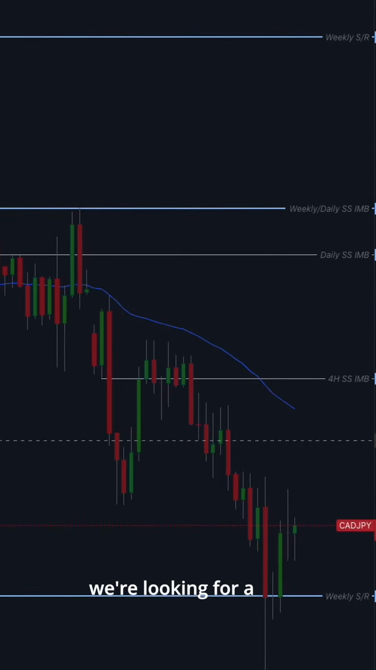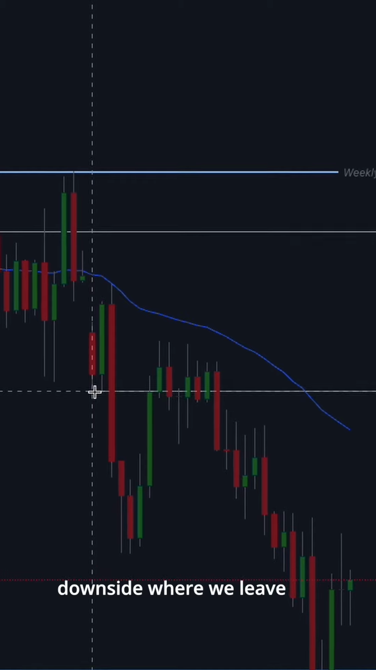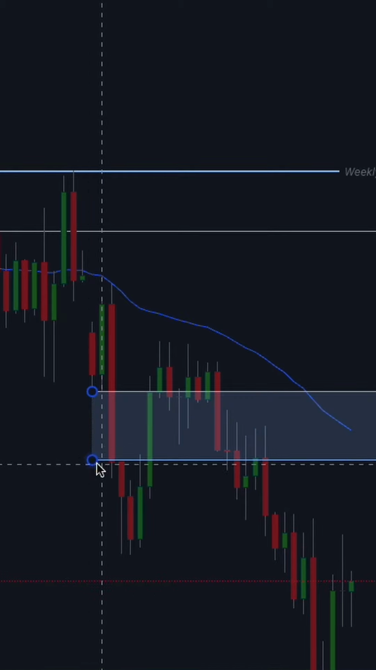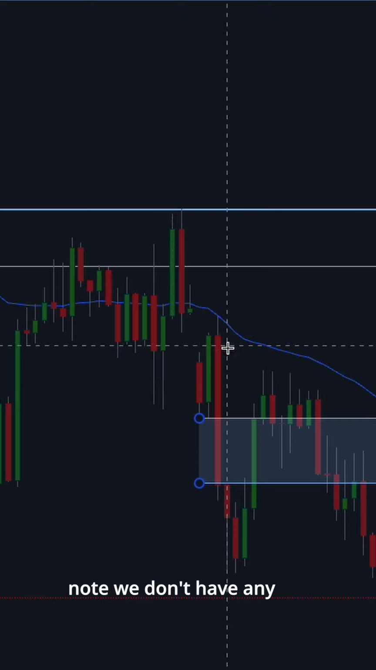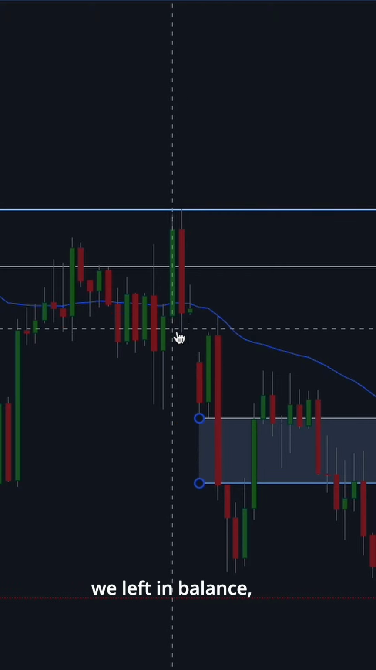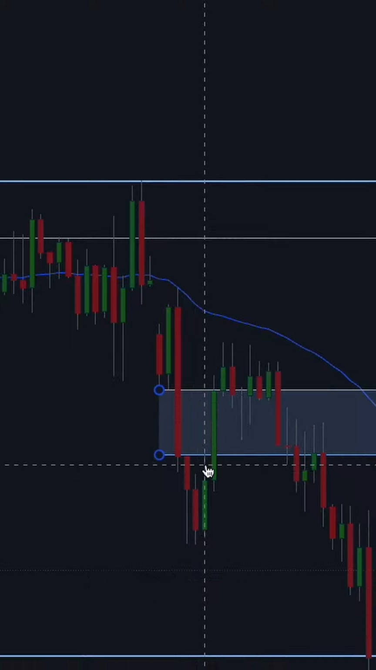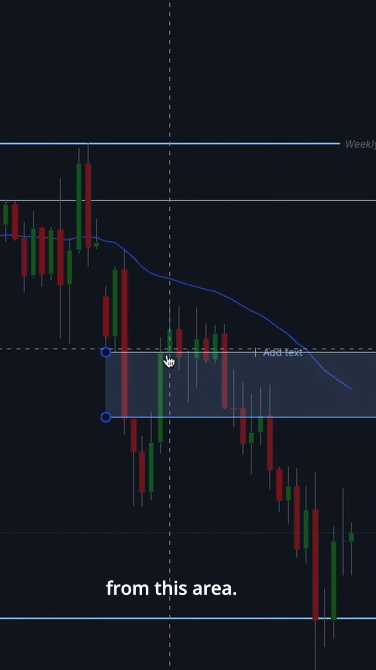So on the 4H, we're looking for a sharp move to the downside where we leave imbalance, a gap between candle wicks, which we have right here. I do also want to note we don't have any other areas where we left imbalance, that gap between candles. So that gives us a higher probability that we will reject from this area.